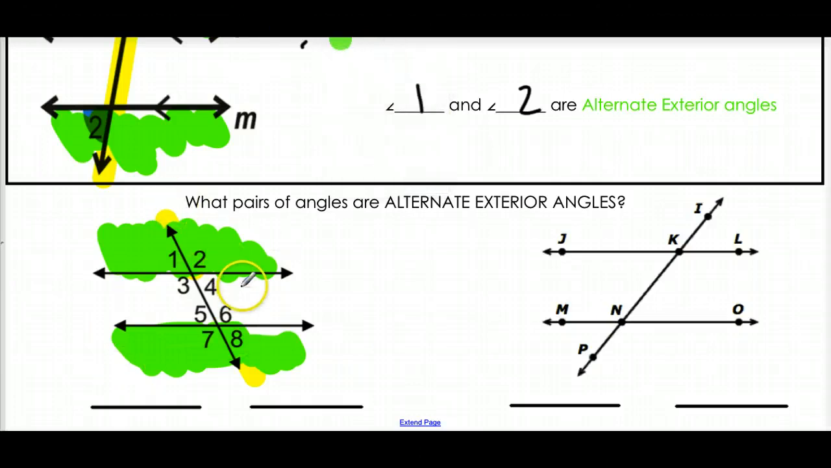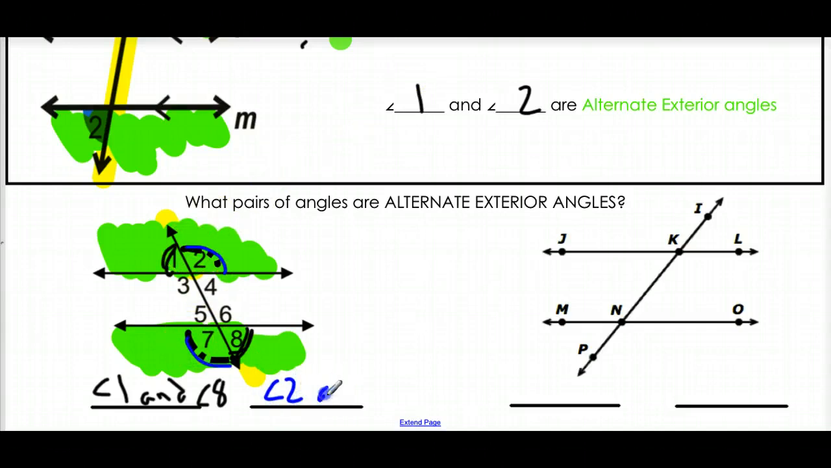So which ones are alternate exterior angles? Well, angle 1 and angle 8 certainly qualify because they are on the outside. They're on the exterior, and they're on opposite sides of the transversal. One's on the right side, one's on the left side. Also, angle 2 and angle 7 would be alternate exterior angles, because once again, they're on opposite sides of the transversal and on the exterior.